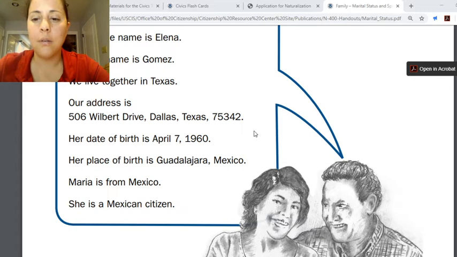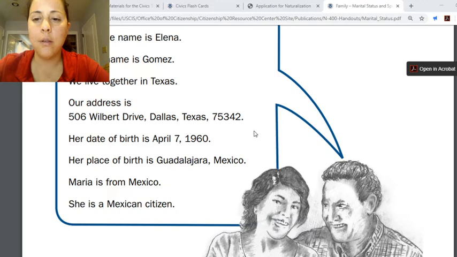So, when the officer asks you, what is your spouse's place of birth? What is your spouse's country of birth, country of citizenship, or nationality? Okay?